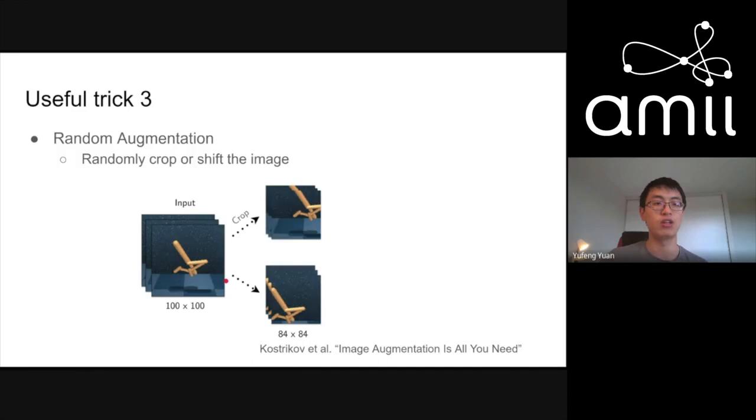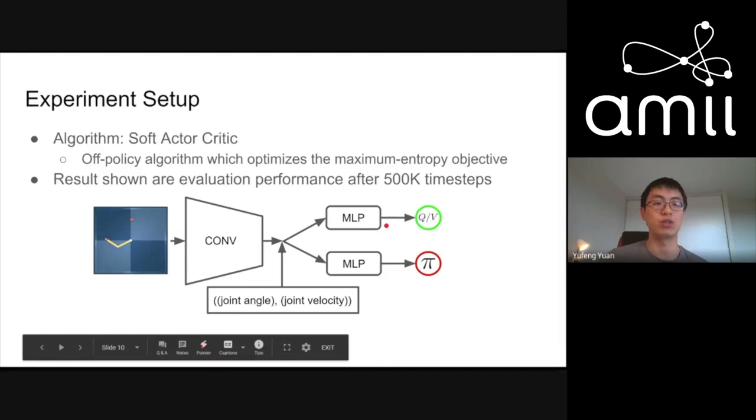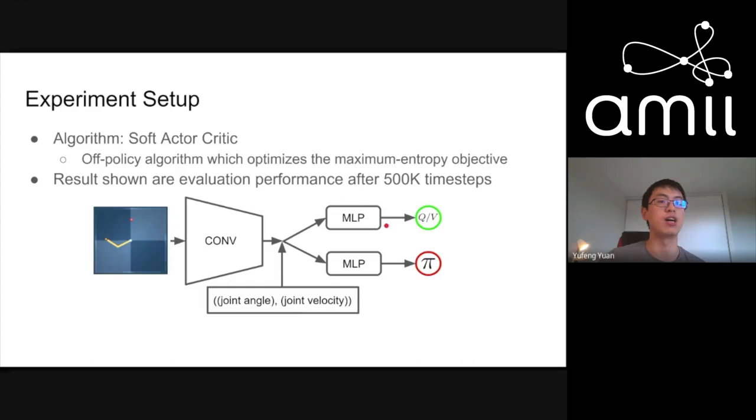So next, we're going to verify whether those three tricks are useful in our multimodal setting or not. The algorithm we'll be using is soft actor critic, which is an off-policy algorithm that optimizes the maximum entropy objective. We train each configuration for 500k time steps, and we show the evaluation performance after 500k time steps.